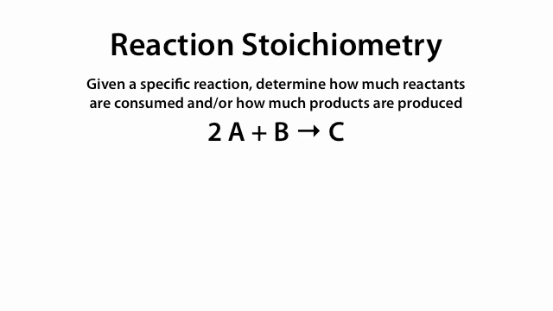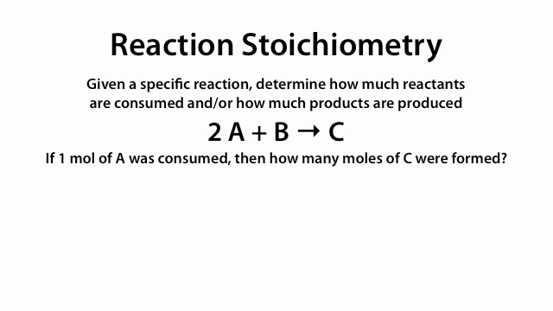2A + B yields C. And we were asked, if 1 mole of A was consumed in the reaction, then how many moles of C were formed? What we say is that there is a 2-to-1 mole ratio of A to C. We get these numbers from the coefficients in front of the balanced reaction. Since the mole ratio is A to C, we take the coefficient of A, which is 2, and put it in front of the coefficient of C, which is 1.